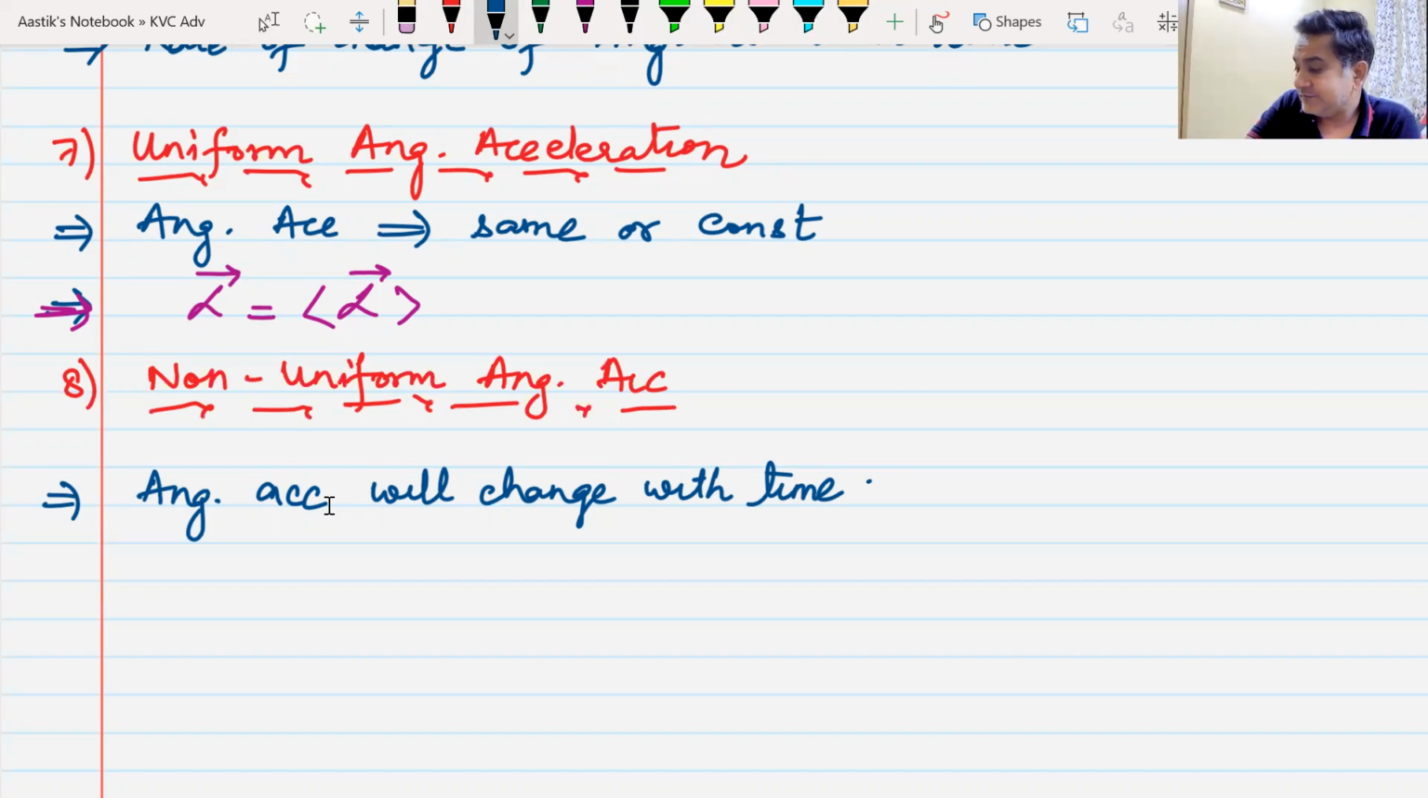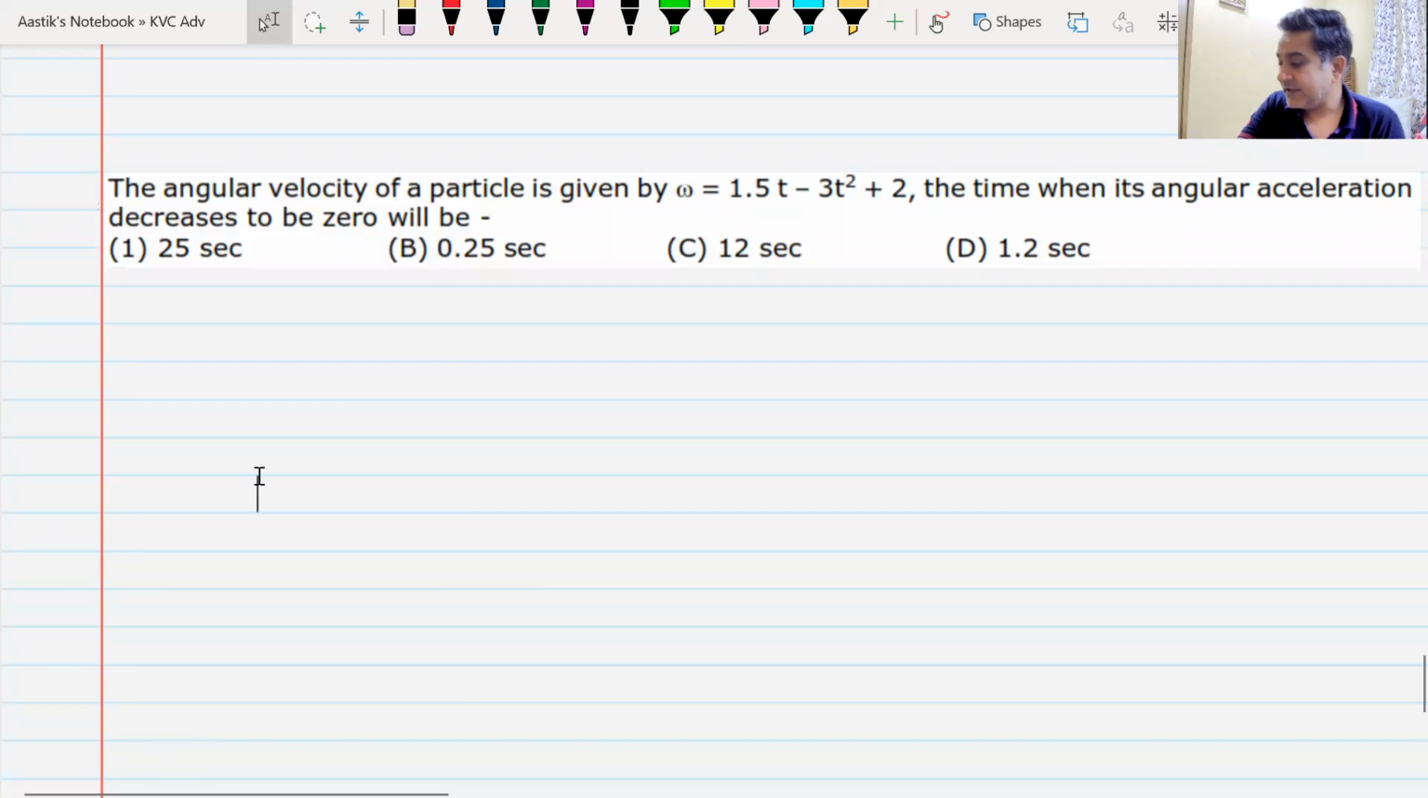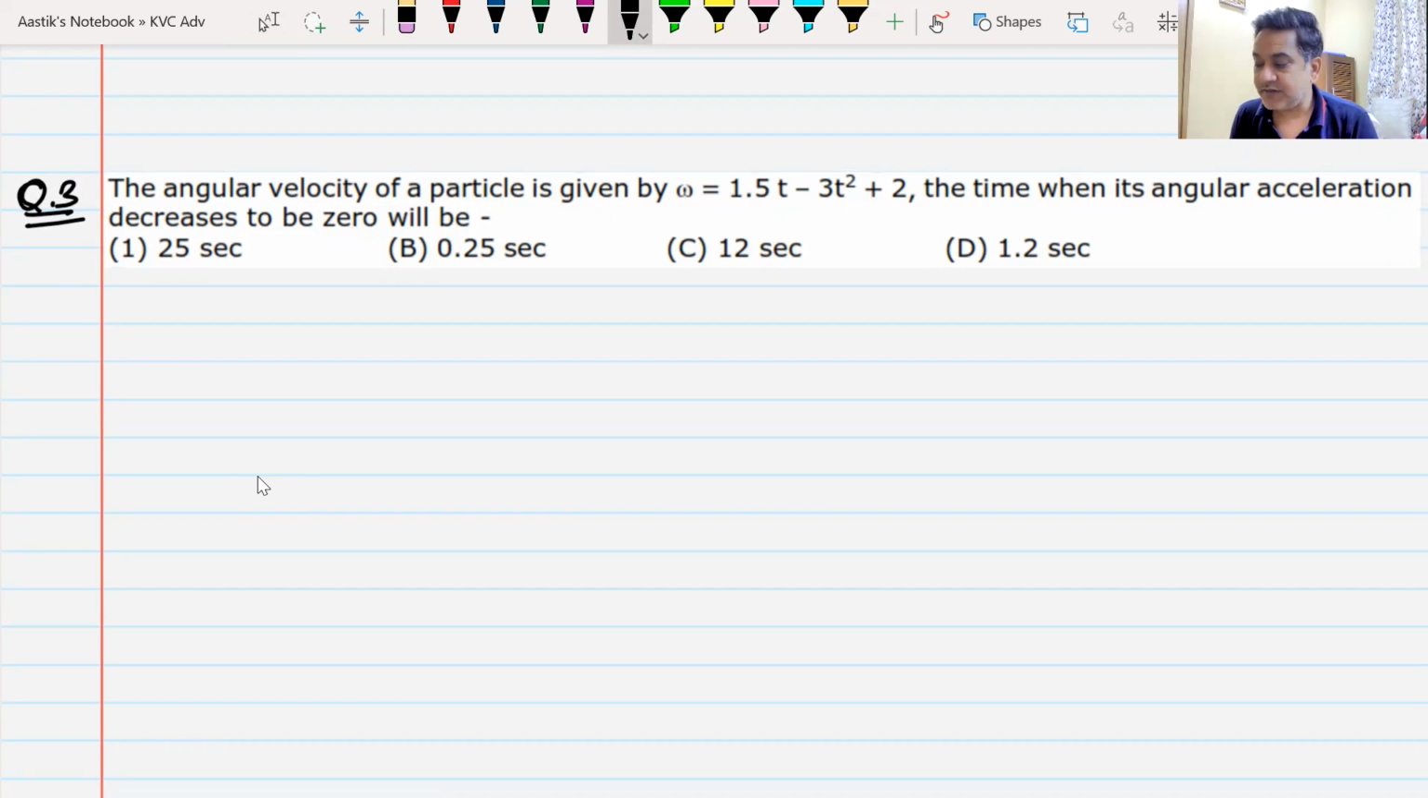Shall I give you a question now? Yes, sir. This is the question, and you have 2 minutes to solve this. The angular velocity of a particle is given by omega is 1.5 t minus 3t square plus 2. The time when its angular acceleration becomes 0 is, you have 2 minutes.